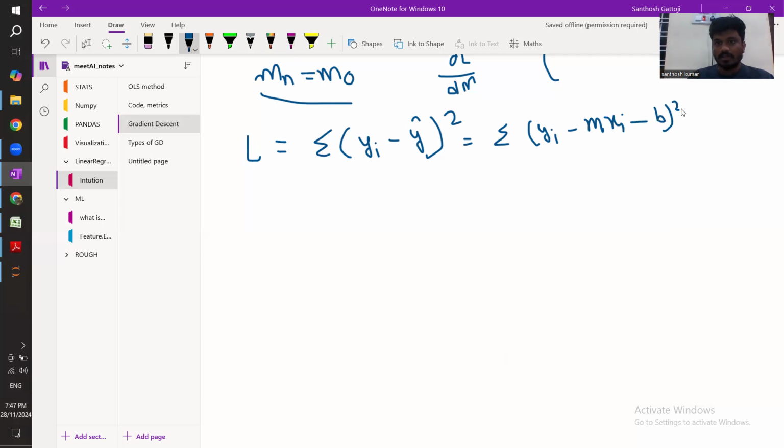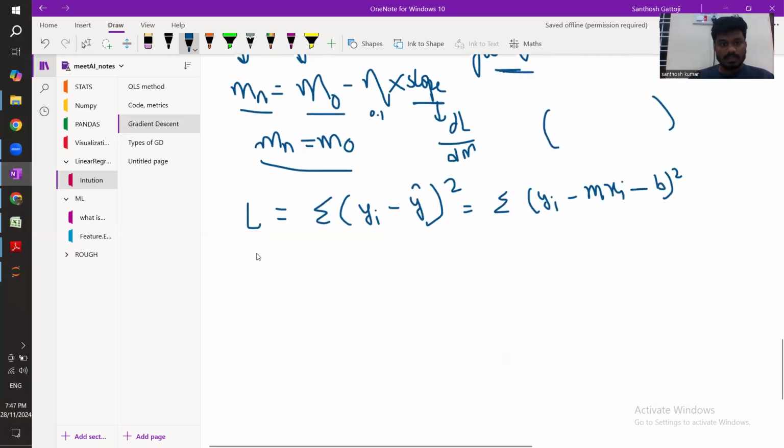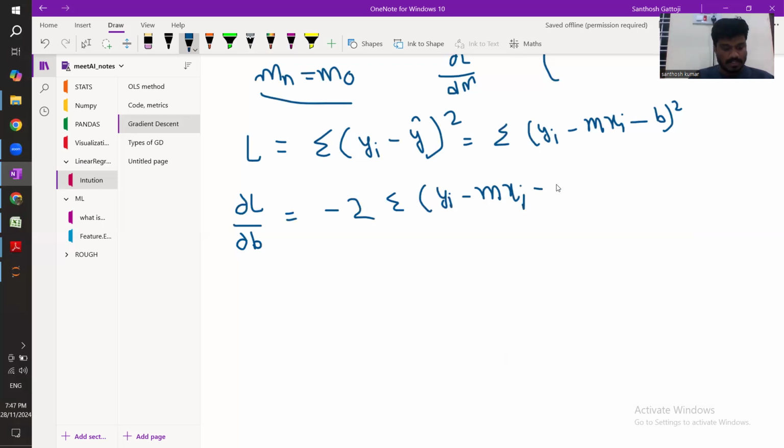Now when I'm saying slope, if you are worrying about how I'm going to get this dou L by dou M, it is simple. So this is my L. If I do it with respect to B, dou L by dou B equals what? I need to differentiate this. It will be minus 2 coming out, and summation of (yi minus mxi minus b).